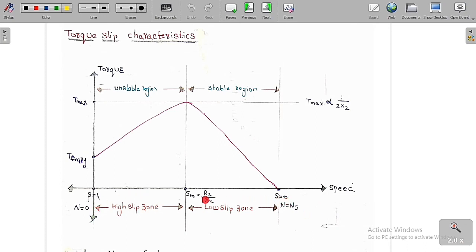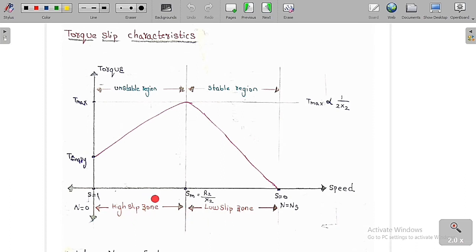So S equal to 0 to Sm is called the low slip region. Our low slip zone is said to be the stable region. I have already told the meaning of stable region and unstable region. So this is said to be the stable region and this is the unstable region. In the stable region, whenever S increases, the torque also increases in the same proportion, so torque is directly proportional to S here. Whereas from Sm to S equal to 1, in this region, whenever the slip increases, the torque decreases because both are inversely proportional. It is called the high slip zone.